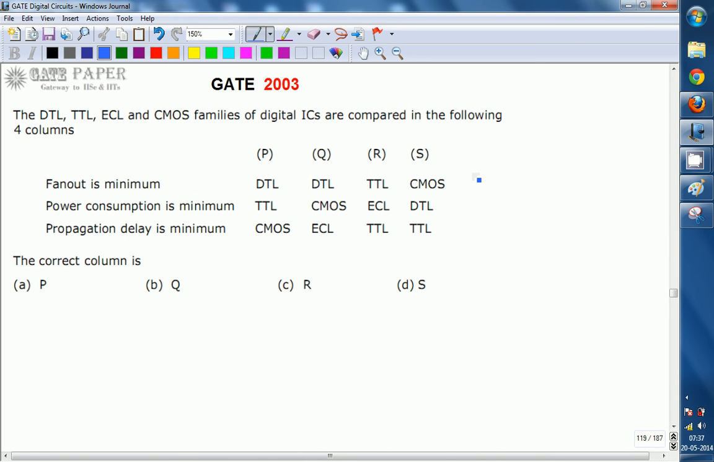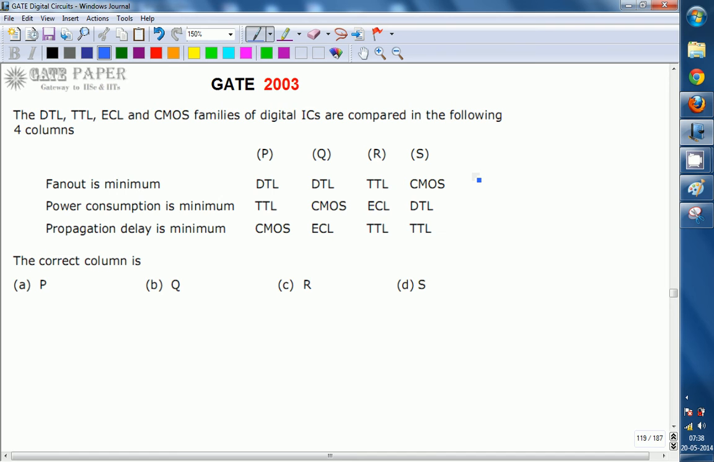Hello, we are discussing the GATE 2003 ECE paper, and this topic is related to digital circuits. The DTL, TTL, ECL and CMOS families of digital ICs are compared in the following four columns P, Q, R, S.